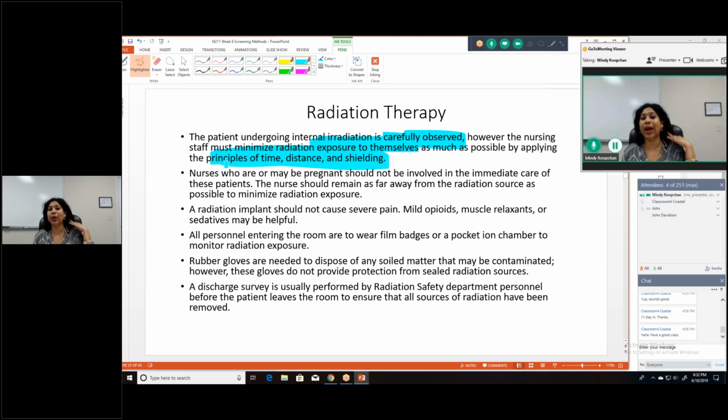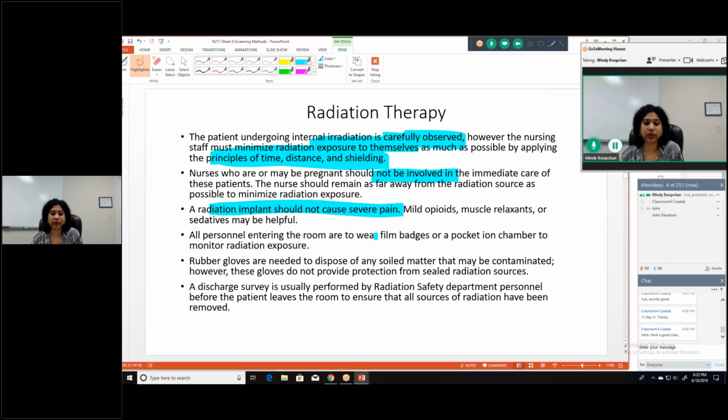That way you're not in the room as long, because you're only allowed a specific amount of time to be in there. They don't ask about how long. They just want you to know as a registered nurse that you're not supposed to be in there for a long period of time. So nurses that are pregnant should not be involved in immediate care of that patient. Radiation implants should not cause severe pain. Mild opioids, muscle relaxants, or sedatives are helpful.